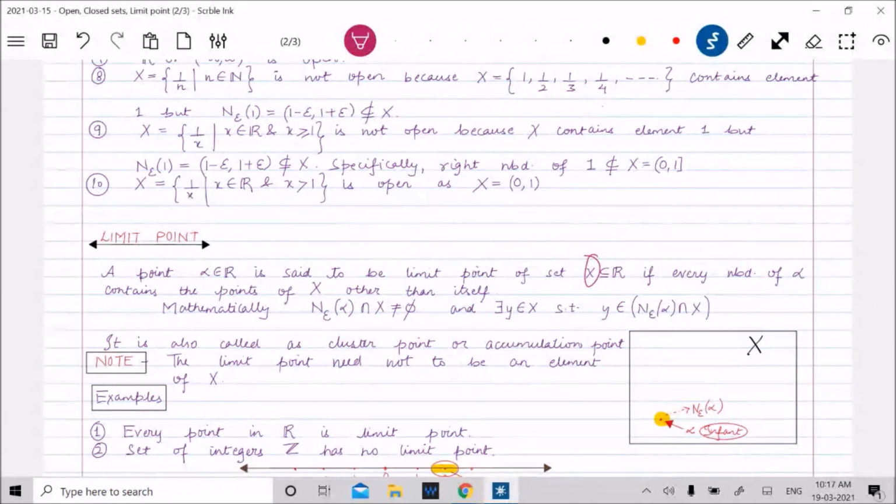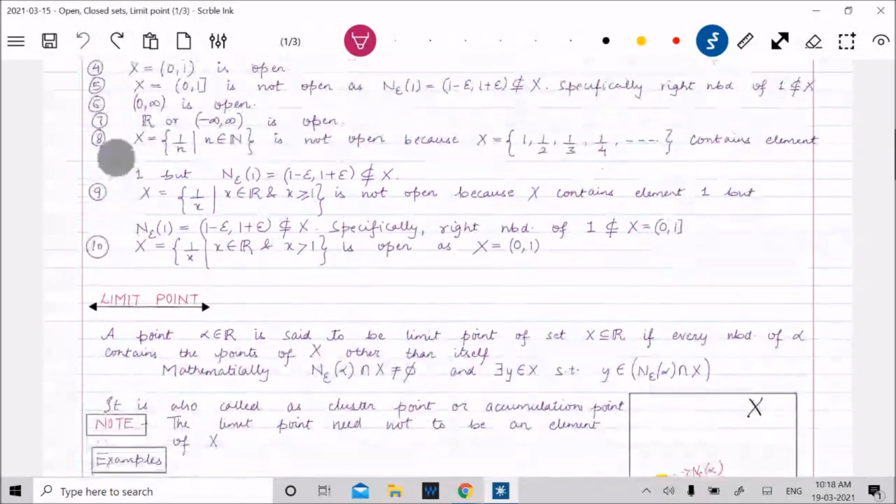So you have a set X, which is a subset of R. So that alpha should be a real number. Please note that alpha need not belong to this set X, right? It means that a limit point may lie outside the set. That is also possible, right? So if you pick up a real number alpha, it is said to be the limit point of some set X if every neighborhood of alpha, you know how to draw the neighborhood, contains the points of X other than itself.